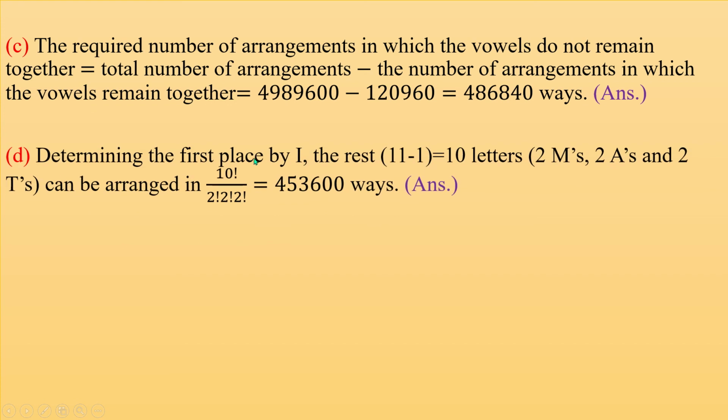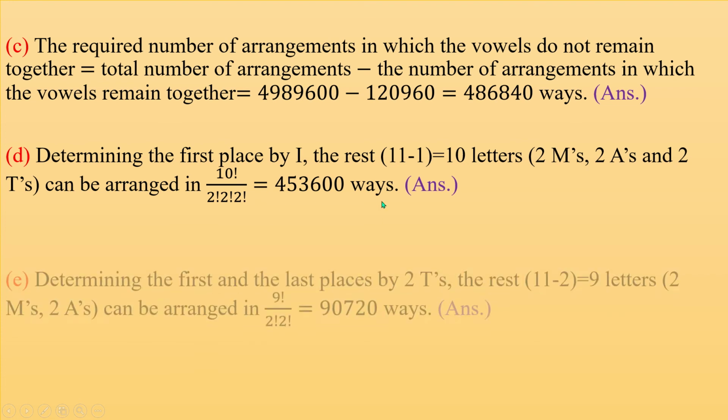D number: determine the arrangements with the first place fixed by I, because we always have to start with the letter I. As I is fixed, the remaining letters will be 10, total 11 minus 1. There are 2 M's, 2 A's and 2 T's, which can be arranged in 10 factorial divided by 2 factorial into 2 factorial into 2 factorial. This is the required answer.